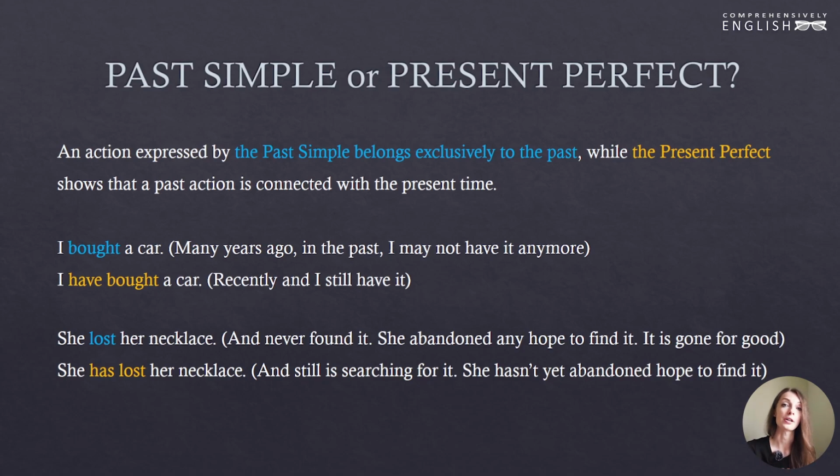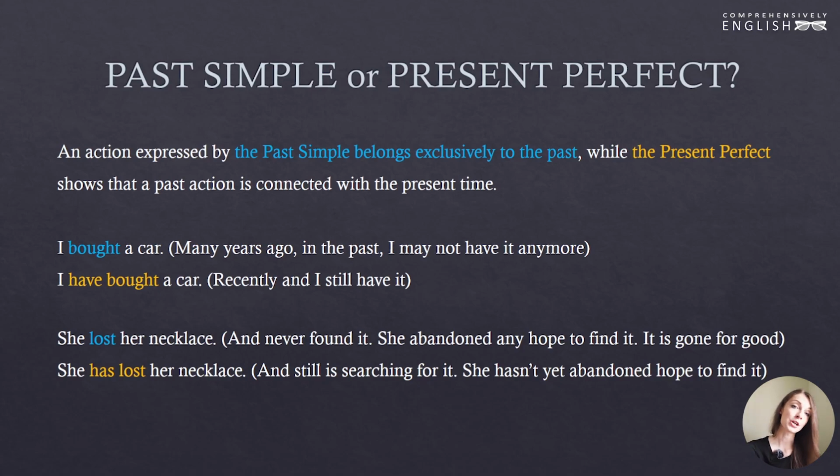Your interlocutor understands that you now have a car. The action is connected with the present. She lost her necklace and she has lost her necklace. She lost her necklace and never found it. She lost it. That period of time is finished and she abandoned any hope to find it. Yeah, it is gone for good.